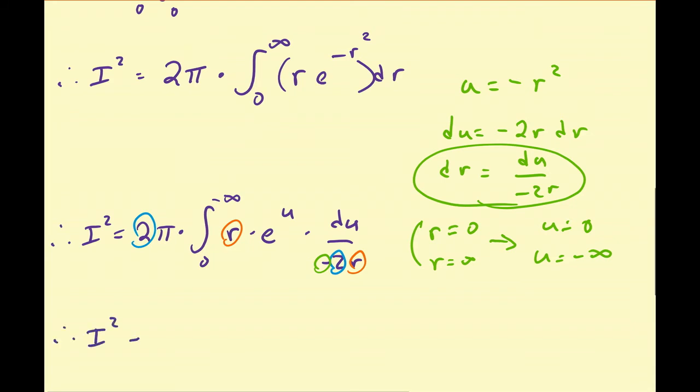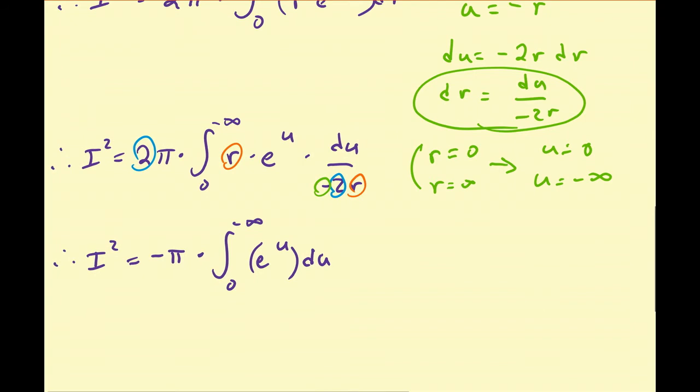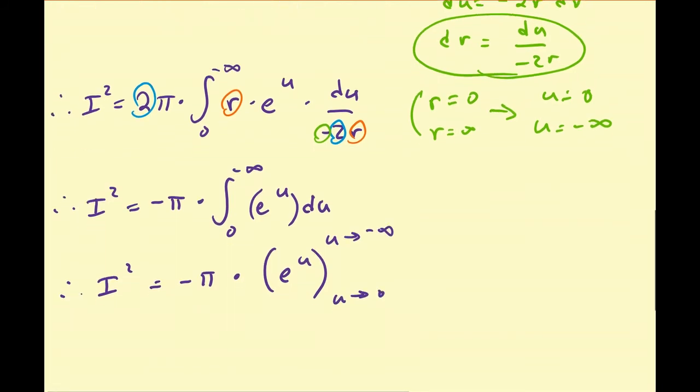So we have I squared is equal to minus pi times the integral from 0 to negative infinity of e to the u du. And this is a very basic integral that you may even remember from Calculus 1. The antiderivative of e to the u is just going to be e to the u. So I can rewrite this as I squared is equal to minus pi times e to the u evaluated by the fundamental theorem of calculus from minus infinity up to 0.